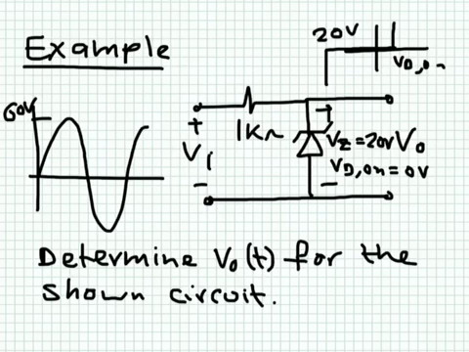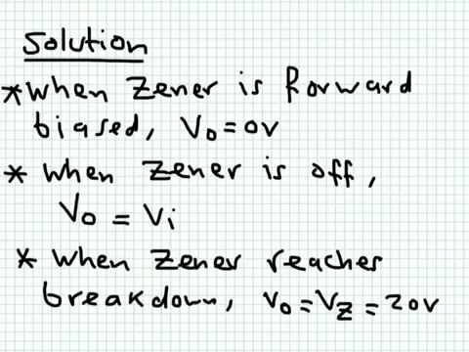Okay, so just remember that this Zener diode can work in one of three regions. It can be in the forward region, it can be off, and it can be in the breakdown region. And each one of them has its own conditions. As I explained in the previous slide, when the input voltage is negative, the Zener will be forward biased, meaning that the output voltage is 0. When the input voltage is positive, but between 0 and 20 volts, the Zener diode will be off, and it looks like an open circuit, and then the output will follow the input.